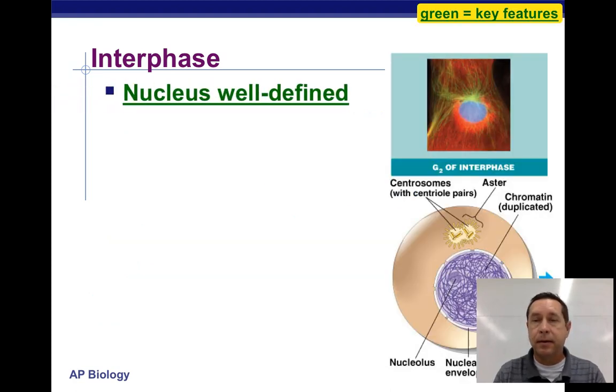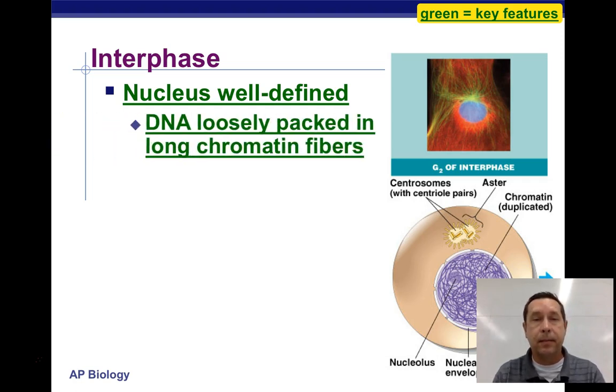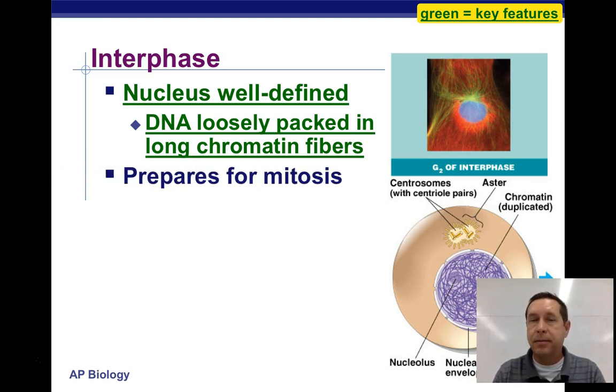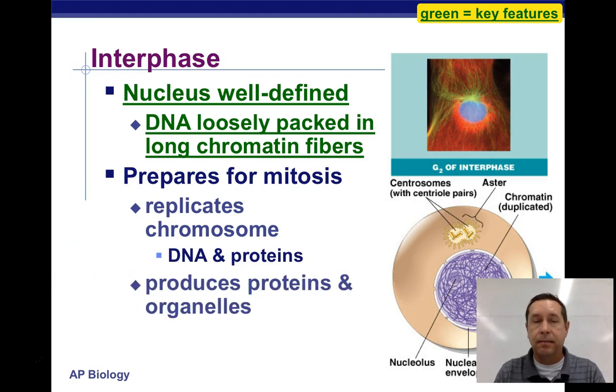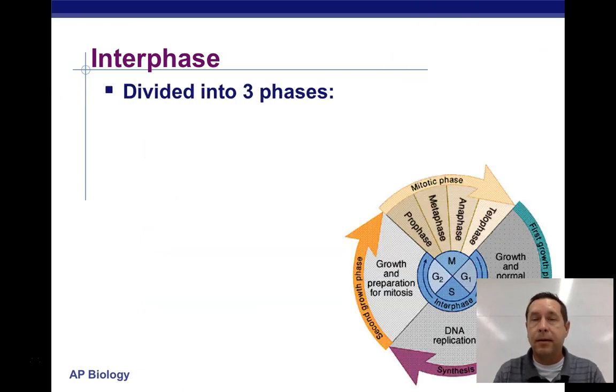So during interphase, the nucleus is well defined. When we talk about looking at a typical cell and looking at the nucleus, this is the type of nucleus we're talking about. The DNA is loosely packed in long chromatin fibers. It's an uncondensed state. You can't really see it with a light microscope. You could with an electron microscope. The cell does prepare for mitosis. It's going to copy the chromosomes during one part of interphase. It's going to make proteins that are needed for cell division. It's going to make organelles so that when the cell divides, each cell has the right number of organelles and so on. So we divide interphase into 3 steps.